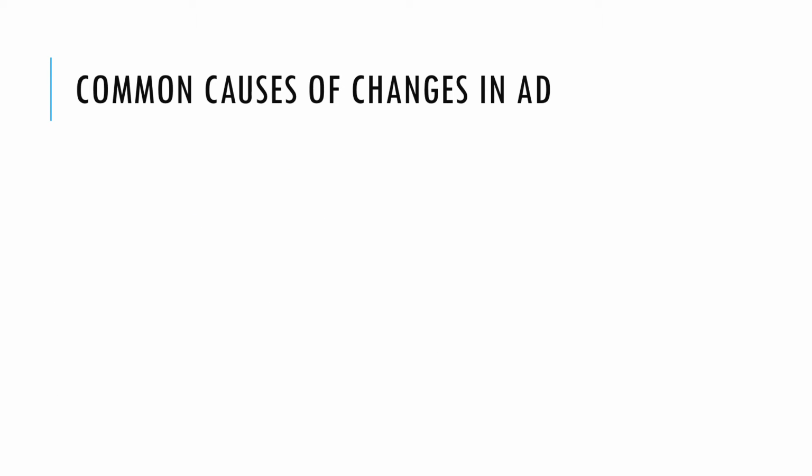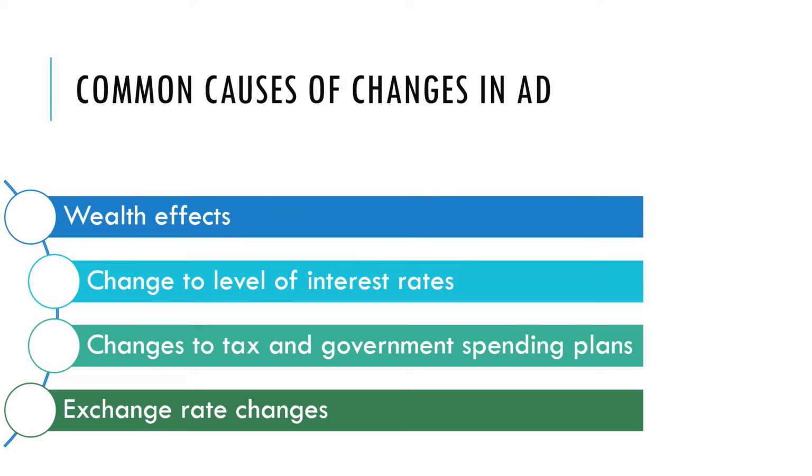So what might be common causes of changes in AD? Well, things like the wealth effect, changes to the level of interest rates, changes to tax and government spending plans, and then exchange rate changes. So things that would affect C, things that would affect I, things that would affect G, and things that would affect X minus M.